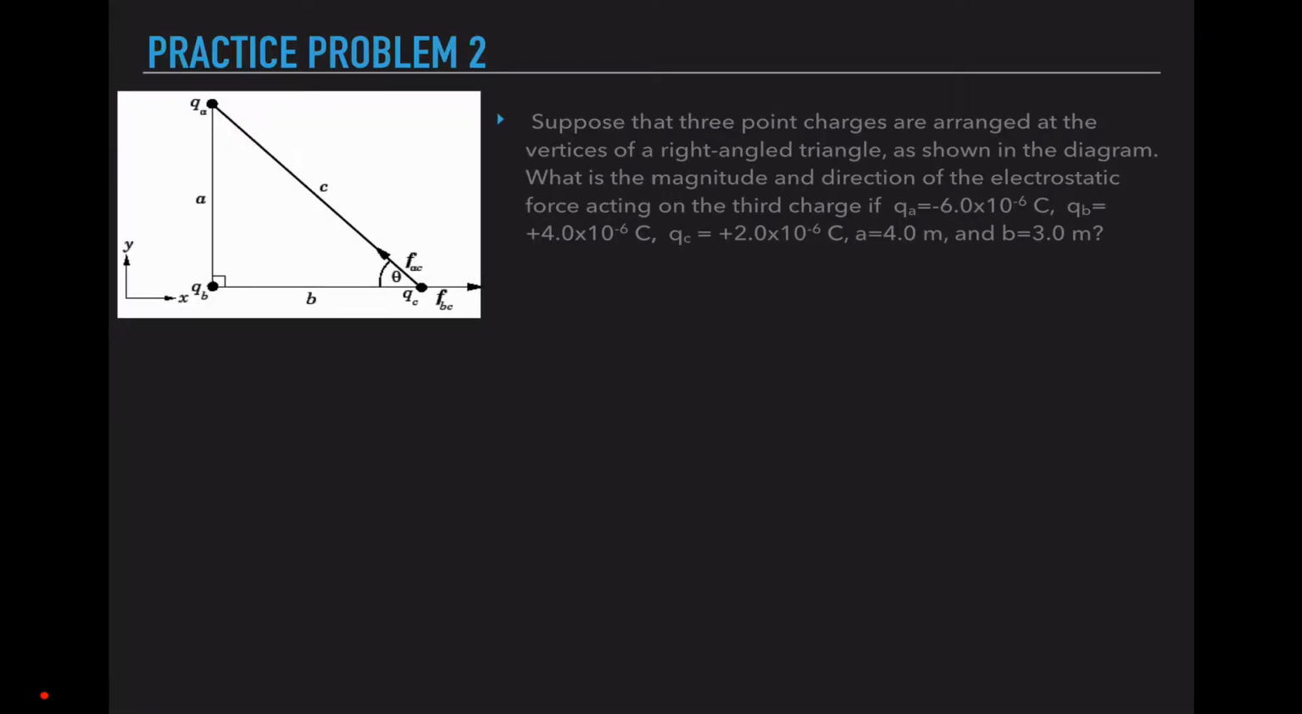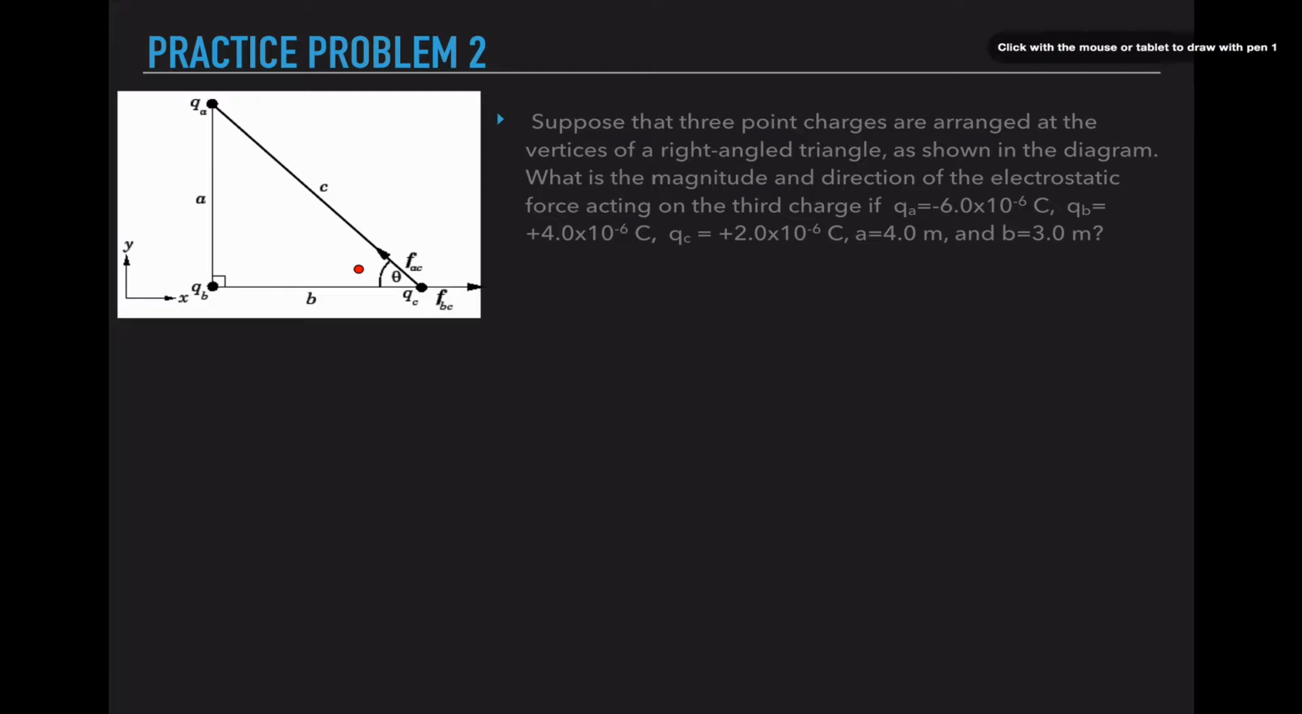Now notice, I have a triangle, and I have 3 point charges being arranged at the vertices of this triangle, as shown in the diagram on the left. We are going to try to calculate the magnitude and the direction of the electrostatic force acting on the third charge if charge A, which is here, has a value of -6 times 10 to the -6. Charge B, which is here, has a value of 4 times 10 to the -6. And charge C, which is here, has a value of 2 times 10 to the -6.